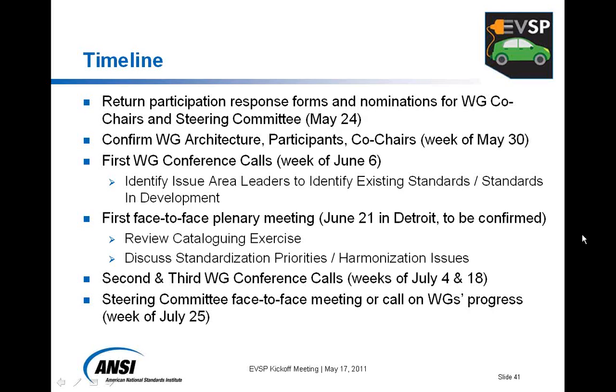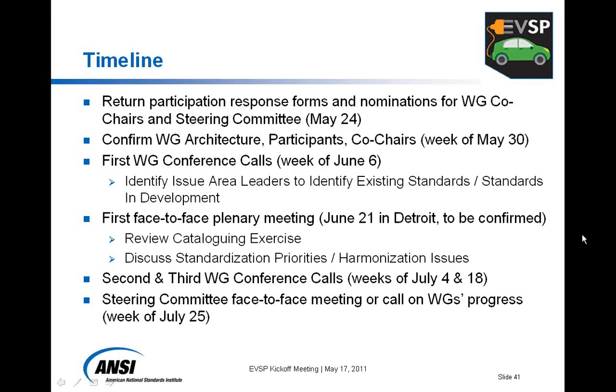The idea behind the face-to-face meeting would be to bring everybody together, get to know one another in this setting, and begin the process of breaking into, if not specific working groups, at least the domains that we've identified, and begin identifying the standards and having some discussion around the different priority areas and harmonization issues. So mark your calendars, hold that date open if you can, and we will confirm that in a subsequent communication.